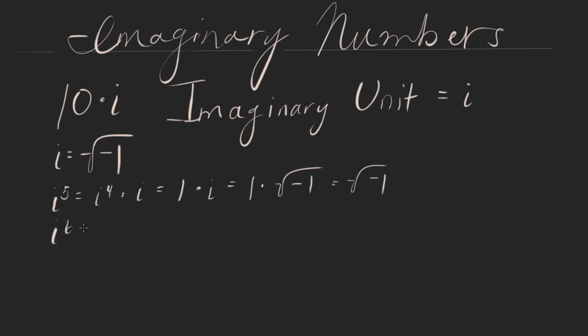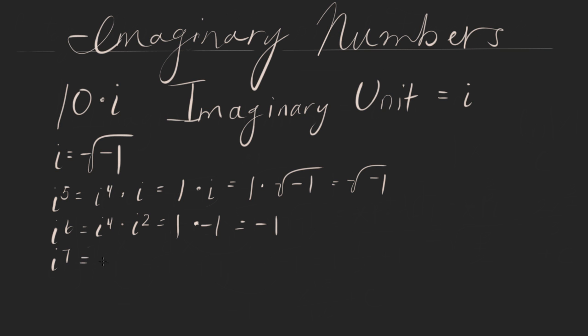i to the sixth. We'd have i to the fourth times i squared. We know that i to the fourth is equal to 1. i squared is 2 of these square roots of -1, so we'd have just -1, resulting in -1.